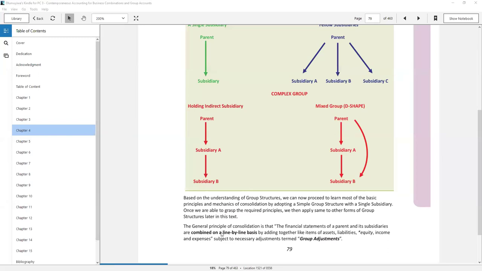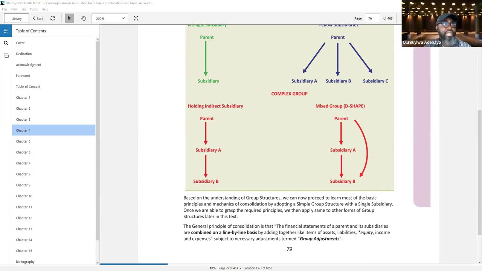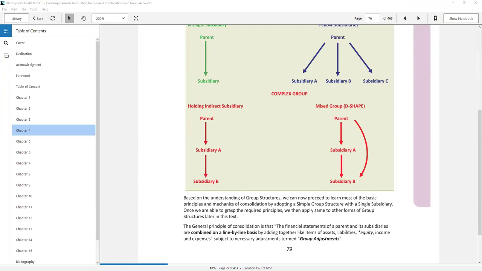The general principle of consolidation is that the financial statements of a parent and its subsidiaries are combined on a line-by-line basis by adding together like items of assets, liabilities, equity, income and expenses, subject to necessary adjustments, termed group adjustments.